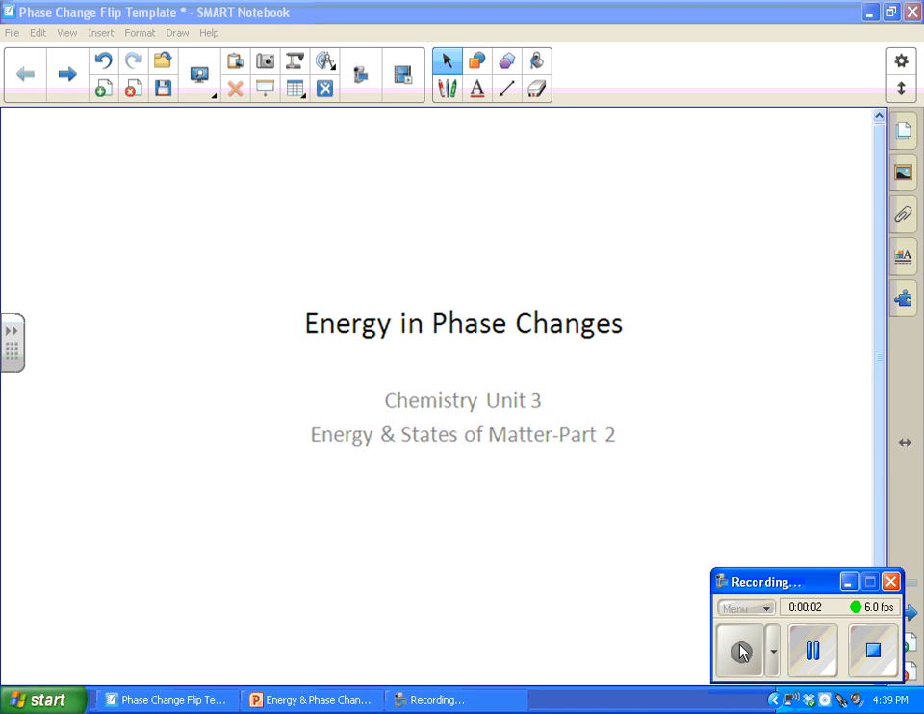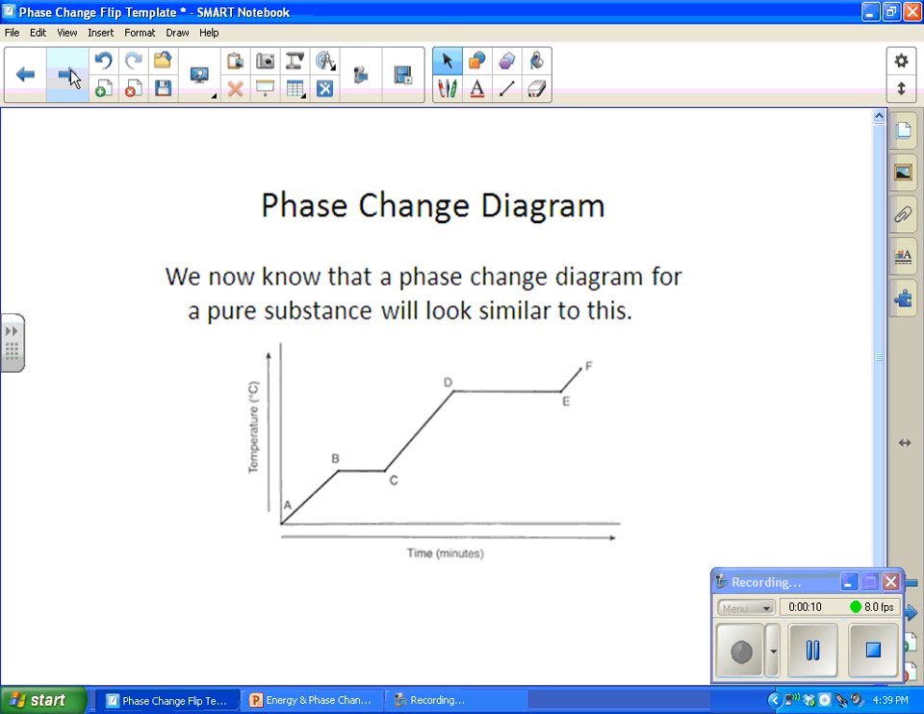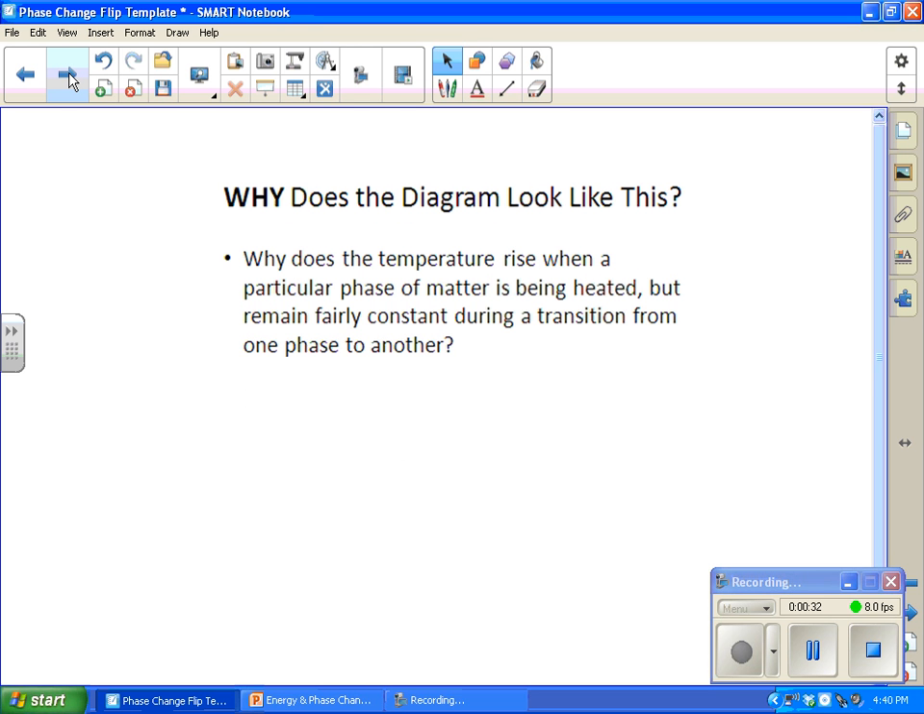Hello, students. Today, this lecture is going to discuss energy changes during phase changes. So after doing the phase change of water, we now know that a phase change diagram for a pure substance is going to look similar to the one displayed here. And this is true for any pure substance, not just water. We're going to look at this in a lot more depth today.